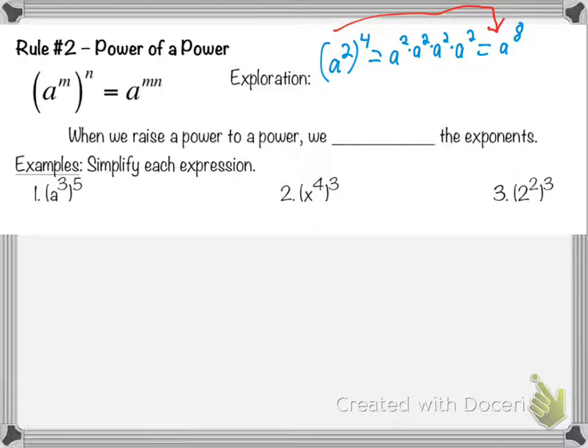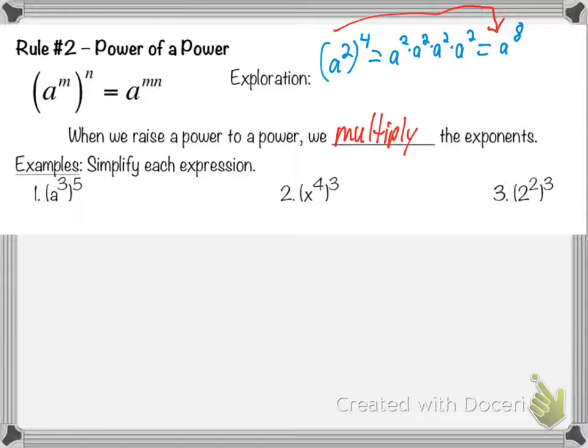Okay. Whenever you have a power raised to another power, you end up multiplying the exponents. And the exploration behind it is all those a squareds being multiplied together. So when we raise a power to a power, we blank the exponents. What's the blank there? We multiply. We multiply the exponents.